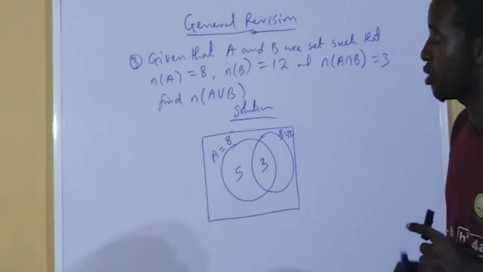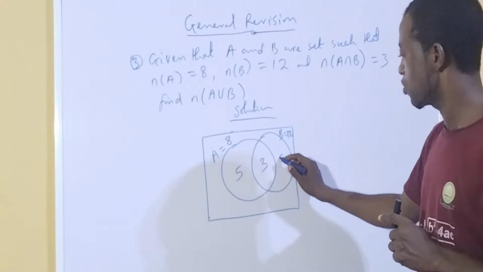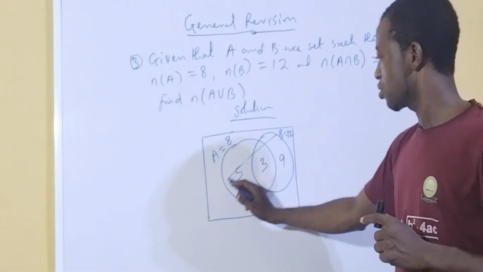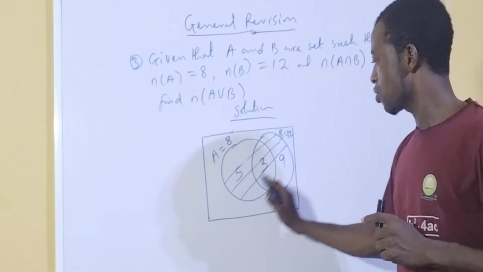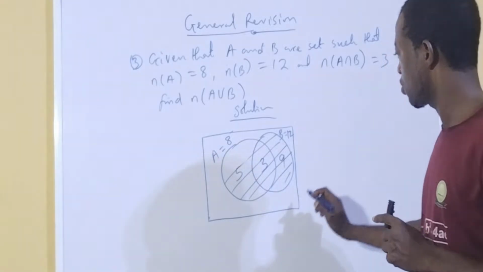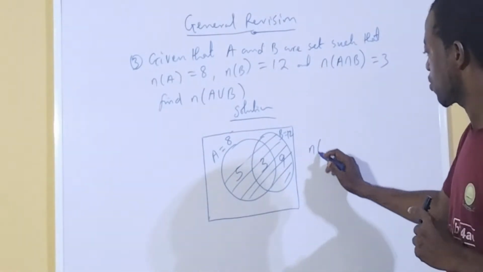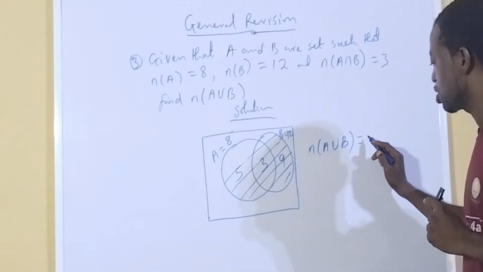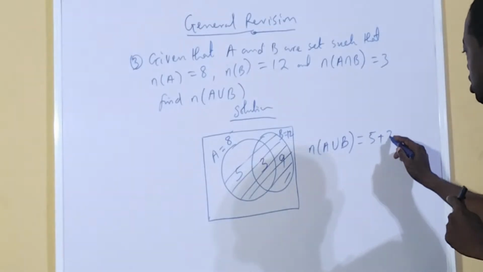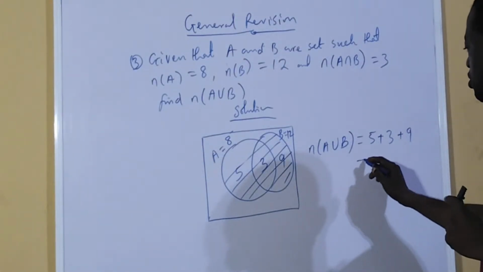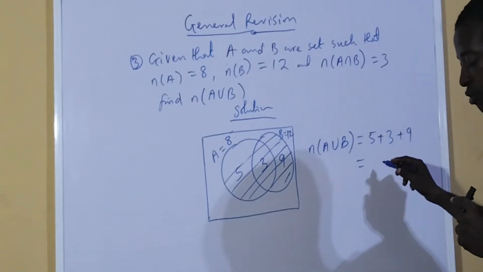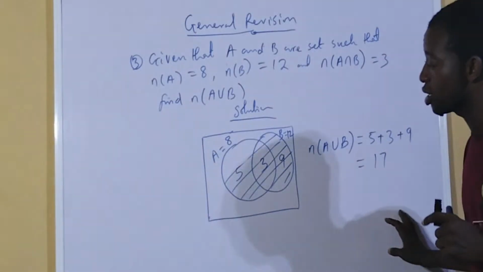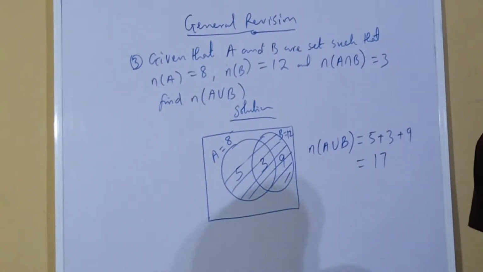Also, the total number in B is 12. Take 3 away from 12, remain 9 here. That is, this region combining A and B is the required solution. That is the number of A union B. This is the addition here, which is 5 plus 3 plus 9, which is 17. So therefore, the number of A union B here equals 17.